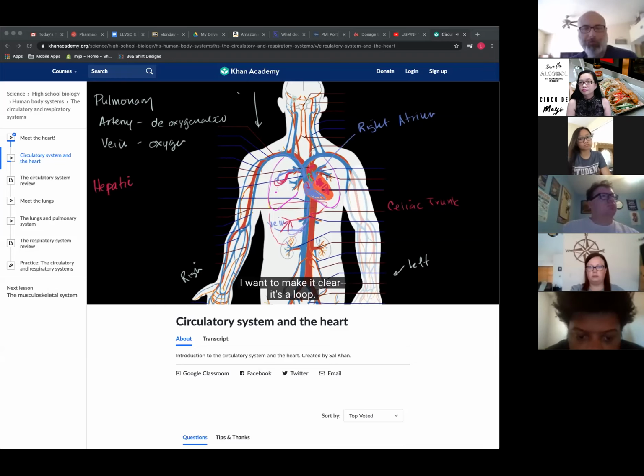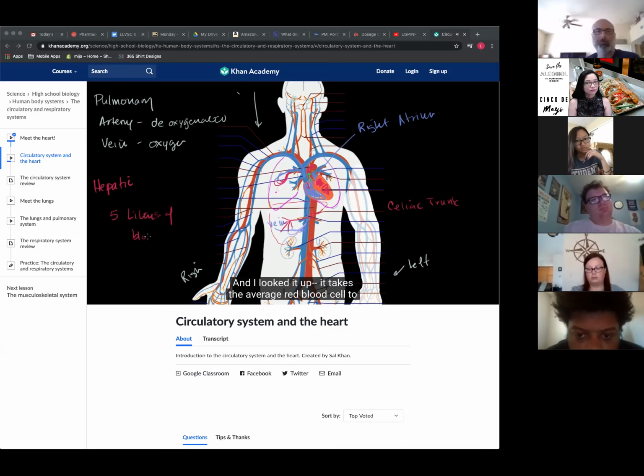I want to make it clear. It's a loop. It's a big loop. The blood doesn't just flow out someplace and then come back someplace else. This is just one big loop. And if you want to know, at any given point in time, depending on your size, there's about 5 liters of blood.